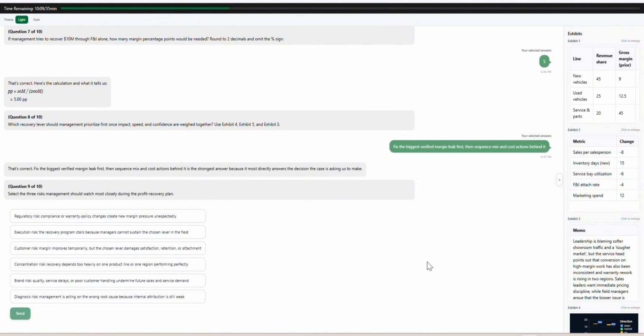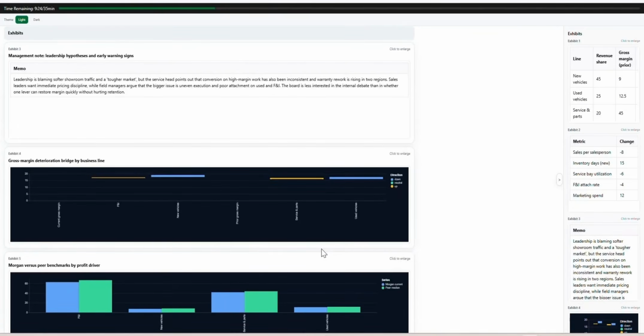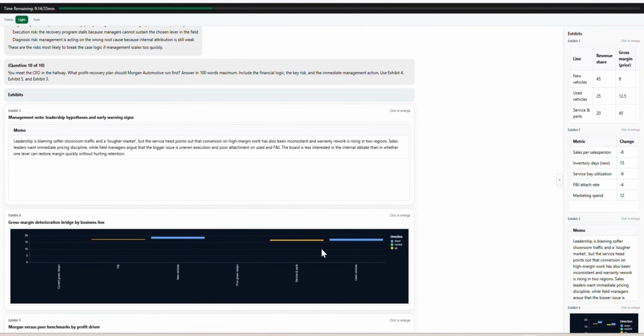And that is another important Casey habit. The best risks are not just generally the big, scary stuff. They're the risks that are most likely to break the actual case logic. So we should understand that. So we're going to pick regulatory risk, execution risk, and diagnosis risk. Moving on to question 10.